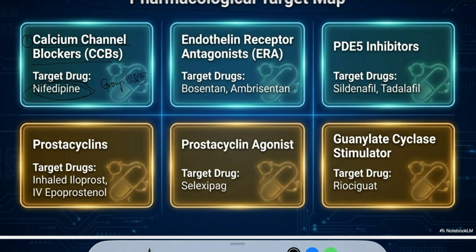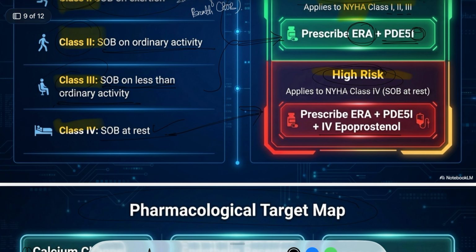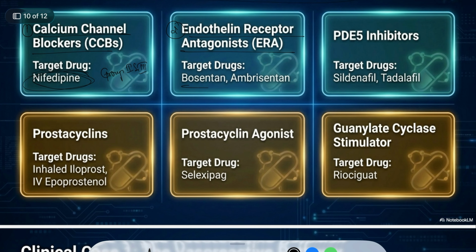Then coming to the second one, endothelin receptor antagonists, ERAs, which you are going to give in non-high risk and even in high risk patients. That is bosentan. This is an important drug you need to remember. I don't know if you will remember ambrisentan, but you have to remember bosentan. If possible, remember both of them. In MCQs, they'll give bosentan as a common thing. It's a sentan. You can remember ambri and bo.